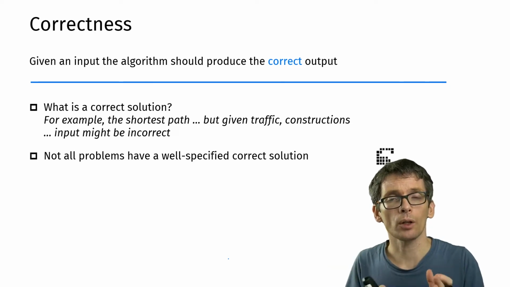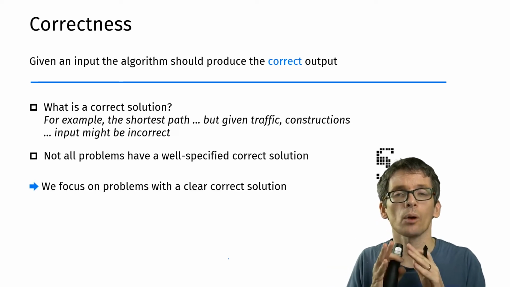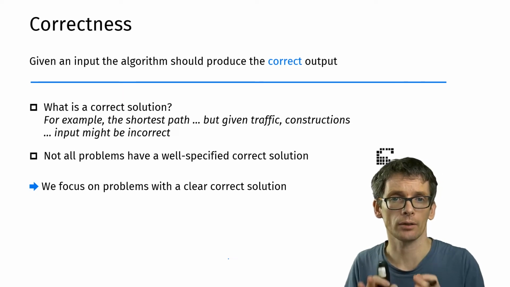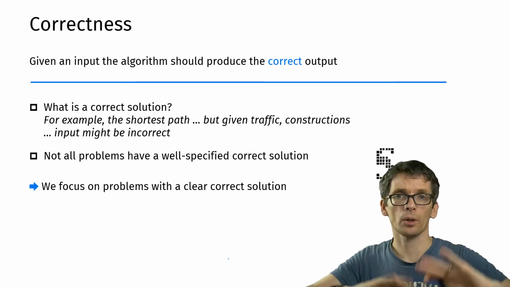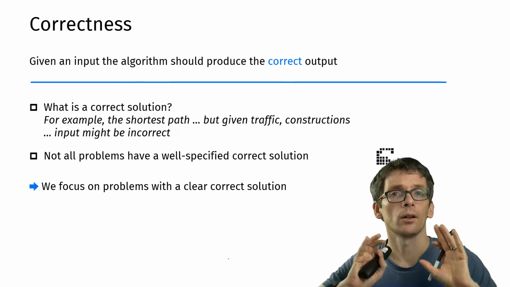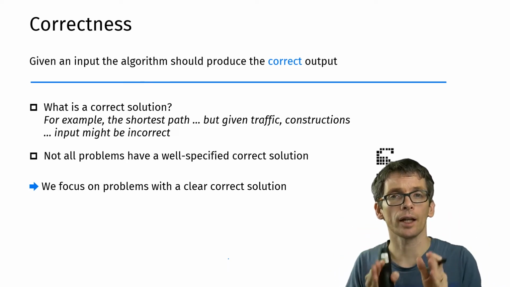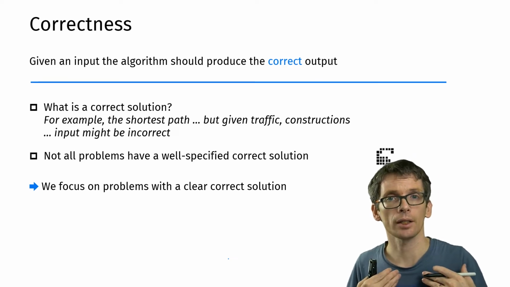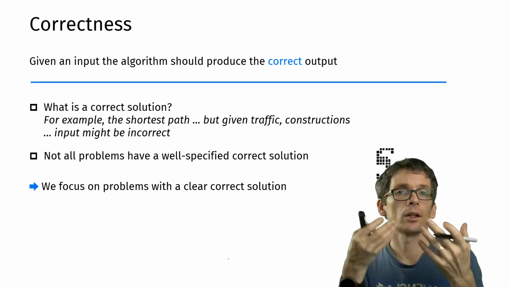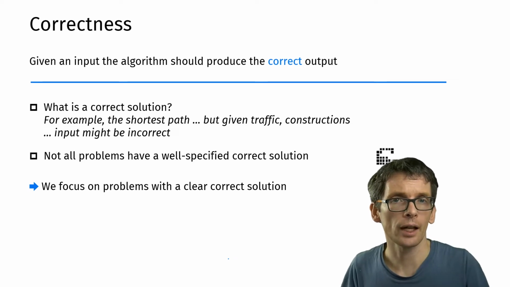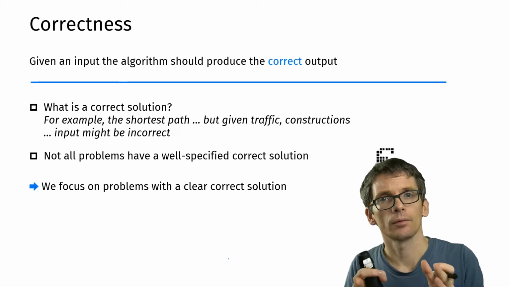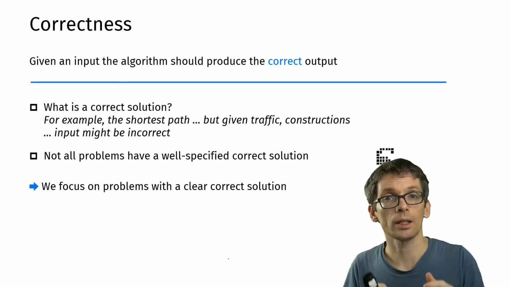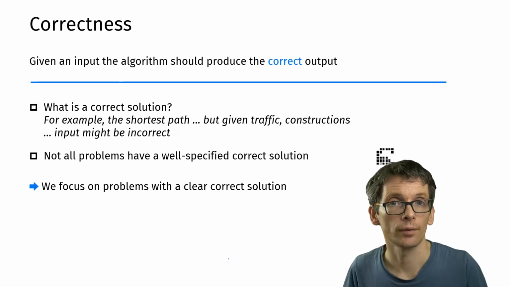The problems that we're going to look at, there we will always have a clear, correct solution. So you don't have to worry about these cases above. Whatever problem we're looking at, there it is very clear what the correct output is. For instance, if I say I want to have the index of an element in an array, it's clear what it means to give back a correct index.